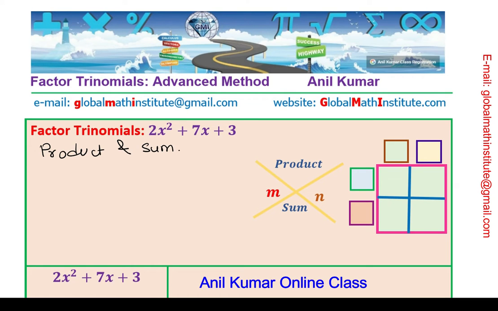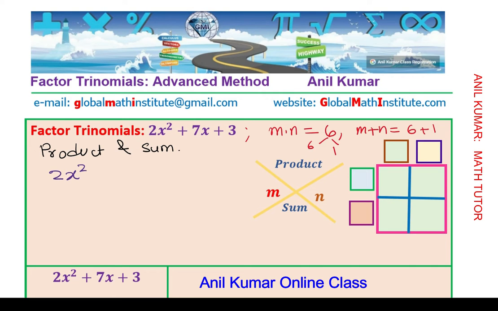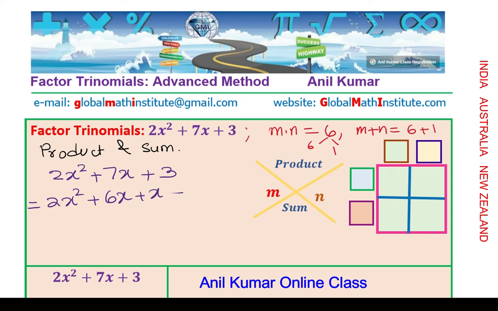So once again, we have split this number 7x. We know that the product m times n should be equal to 6, and m plus n is basically 7, which is 6 plus 1. So the product was 6 and 1, and those were m and n. And therefore, the question before us, which was 2x squared plus 7x plus 3, we could rewrite as 2x squared plus 6x plus x plus 3.